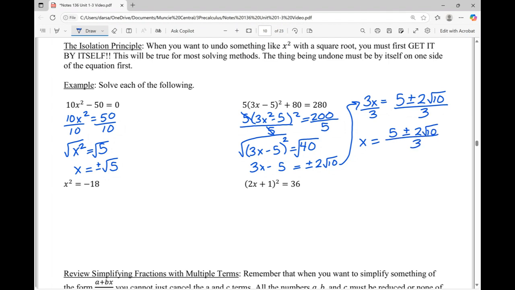And the question is, how many answers is this? This is 2 separate answers. And the way that you're going to type this into MyOpenMath is you're going to have to type it as 2 completely separate answers, because this is 2 answers. So we're going to have 5 plus 2 square root of 10 over 3, comma, 5 minus 2 square root of 10 over 3. And we could put both of those into our calculator and come up with decimals for those. But there are 2 answers here. That's what I want you to keep in your head. When you take the square root of both sides, we need to add a plus or a minus.